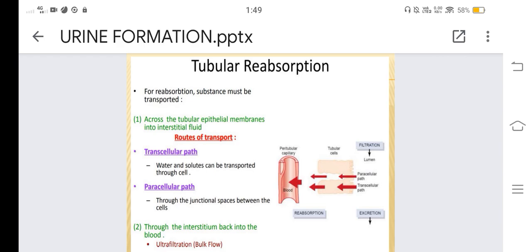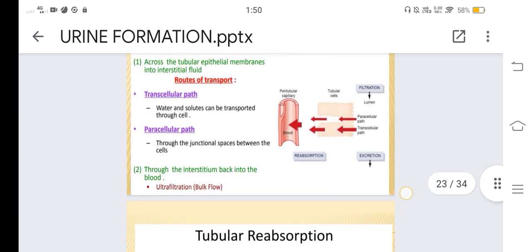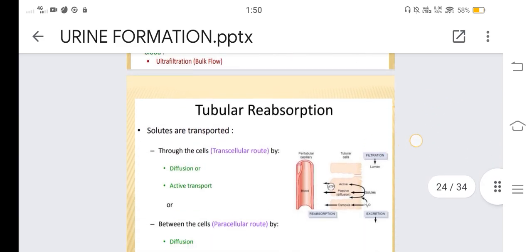Then tubular reabsorption. For reabsorption, a substance must be transported across the tubular epithelial membranes into interstitial fluid. Routes of transport: the intracellular path, where water and solutes can be transported through the cell. Then the paracellular path, through the junctional spaces between the cells. Then through the interstitium back into the blood, like ultrafiltration, bulk flow is happening.